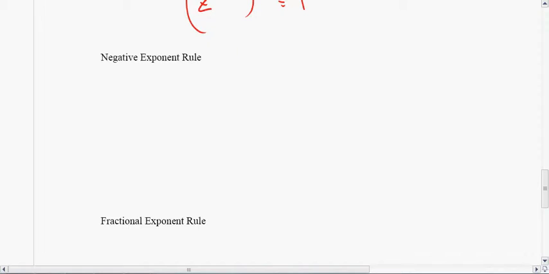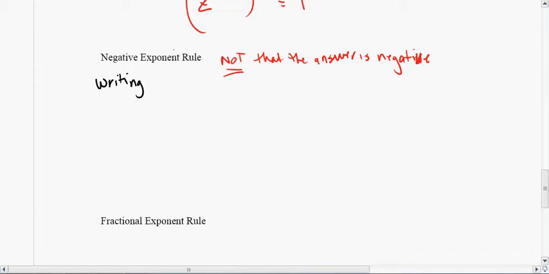So negative exponents don't mean that the answer is negative. The answer might be negative, but it might be positive. The negative exponent has nothing to do with the value being positive or negative. What the negative exponent does mean is to write the reciprocal. So if you see a negative exponent, you know that you are going to be writing the reciprocal.